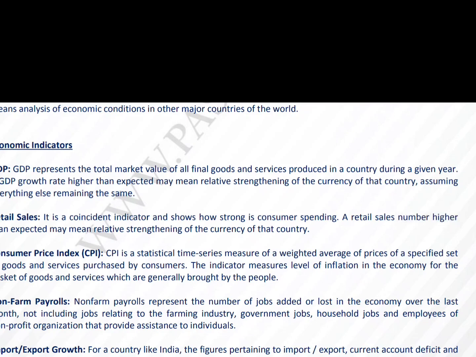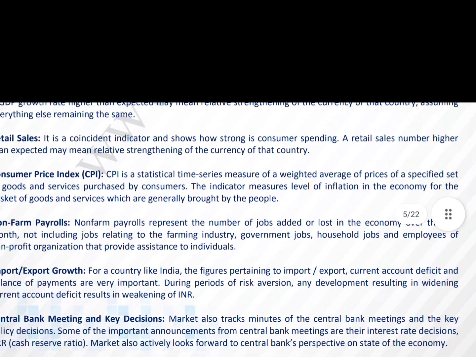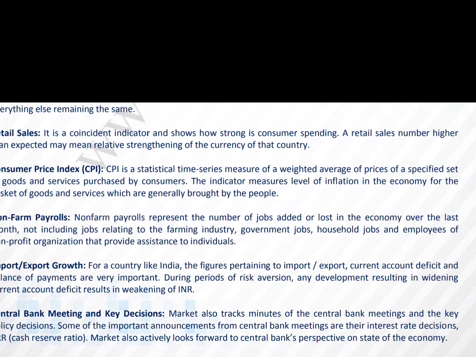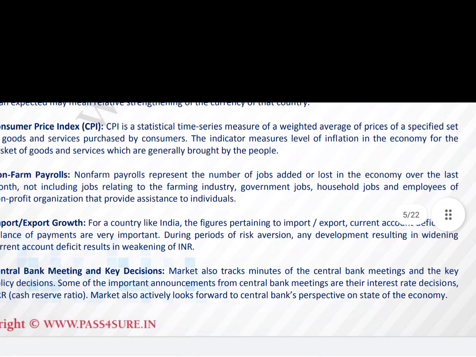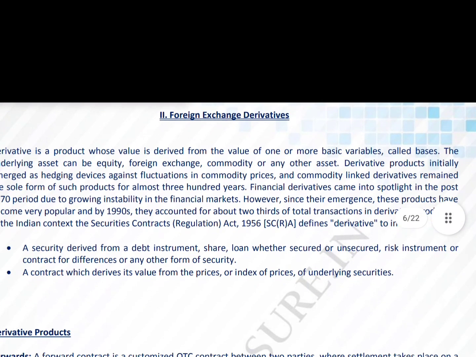And economic indicators are GDP, retail sales, CPI, non-farm payrolls. This point is important: non-farm payrolls. What do you mean by it? Without saying it, what can you understand? You might understand it as money, salary. No, it's related to overall employment. A question can come from this topic. Non-farm payrolls represent the number of jobs added or lost in the economy over the last month or last year.